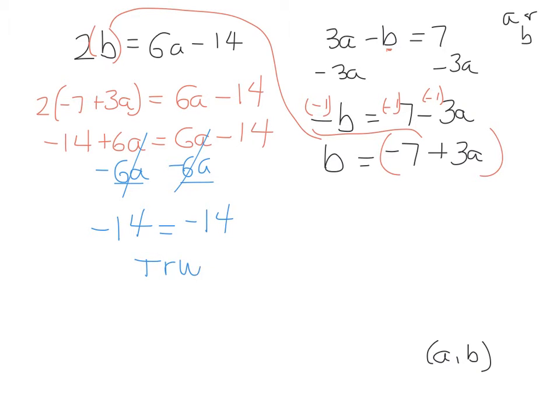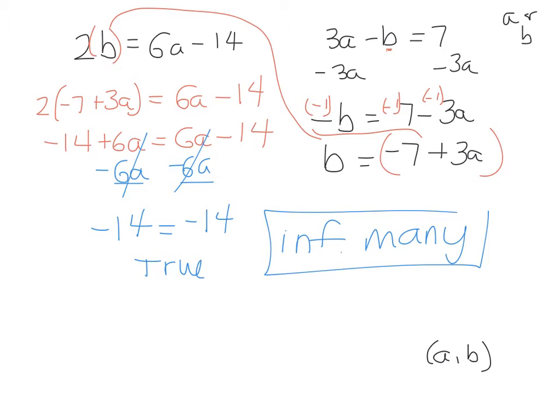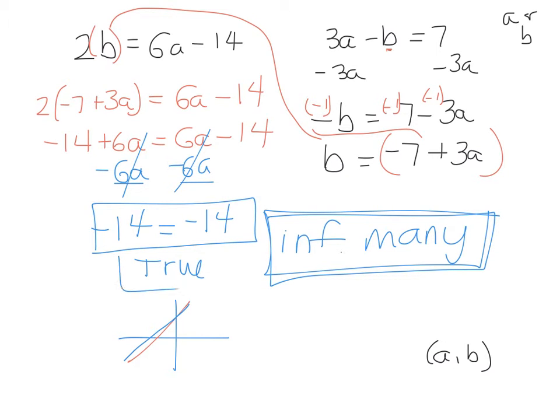That is a true statement, and therefore my answer is going to be infinitely many. There are infinitely many solutions. And remember back to 7.1, what did that mean about our original equations? If we were to graph them both, they would end up being the same line. So infinitely many is what you're going to write when it comes out to be true, if the variables cancel away. Let's do another.